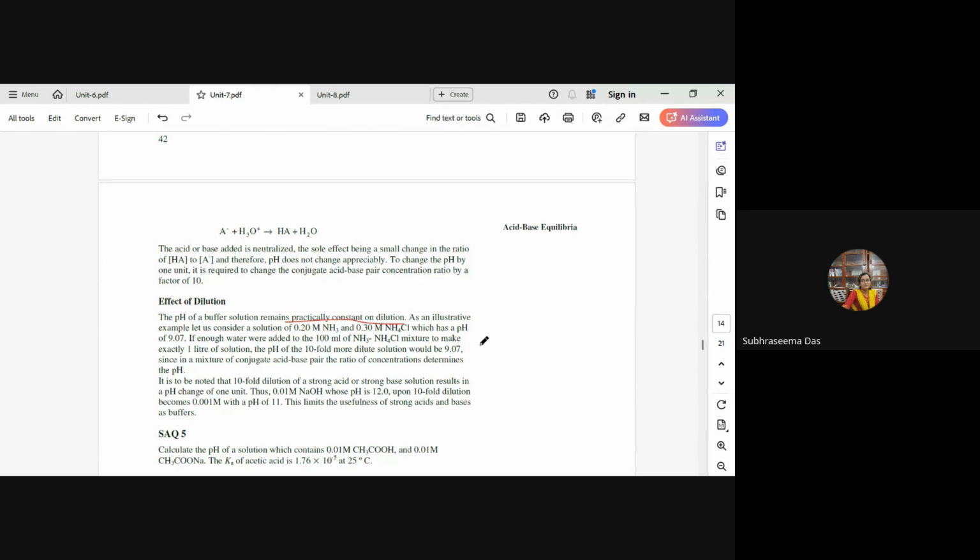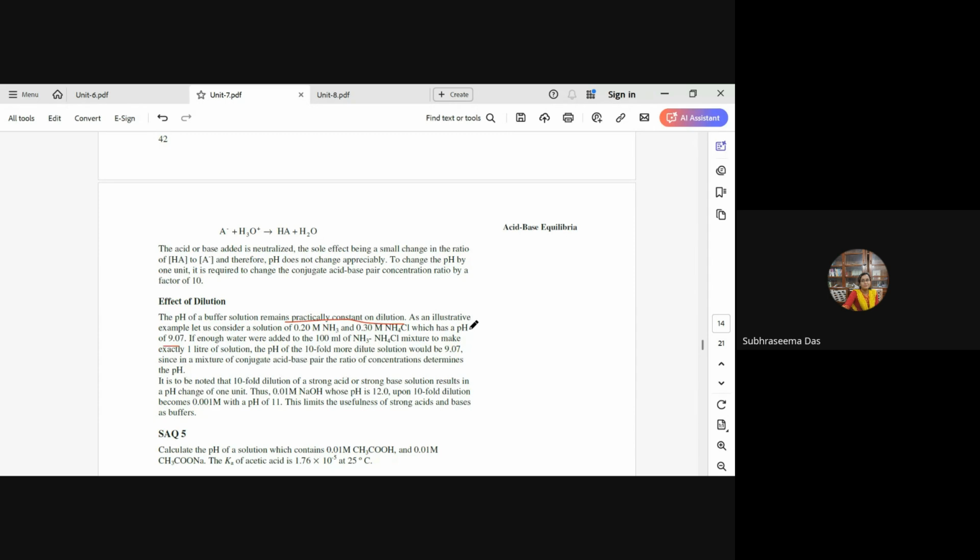Let us consider a solution of 0.2 molar ammonia and 0.3 molar ammonium chloride, and the pH of this buffer is 9.07. If enough water was added to 100 ml of the ammonia and ammonium chloride mixture to make exactly 1 liter of solution, then the pH of the tenfold more dilute solution would be 9.05, because the ratio of the conjugate acid pair determines the pH.